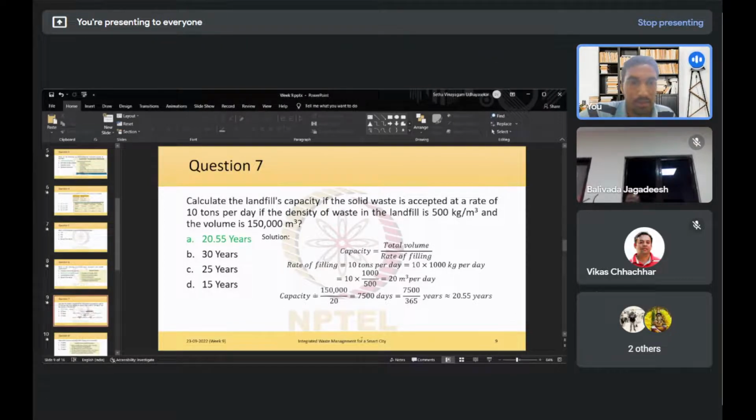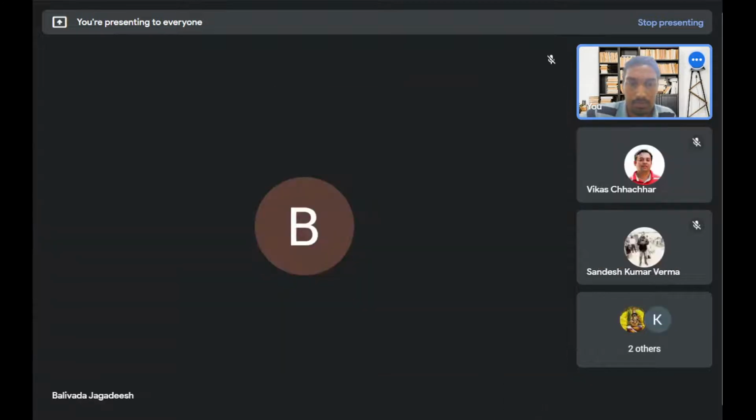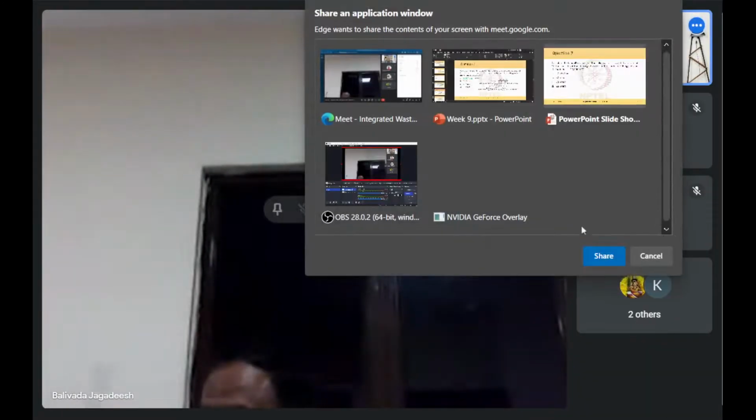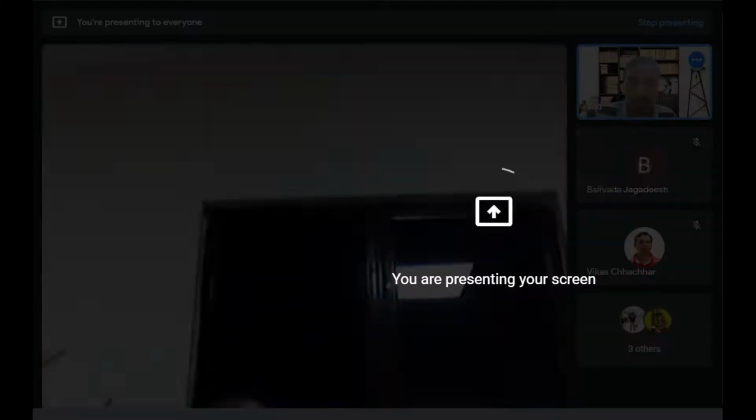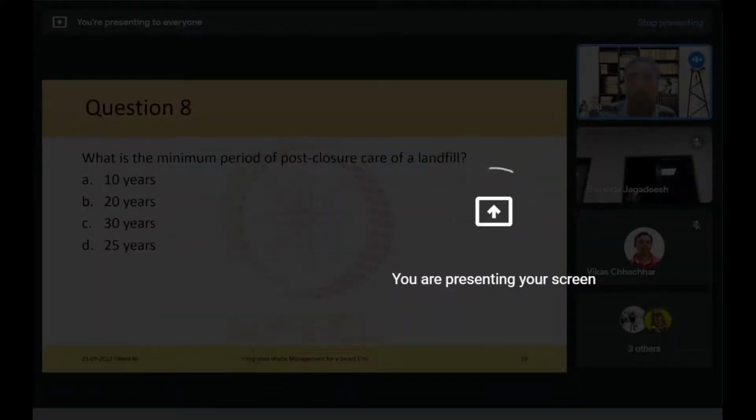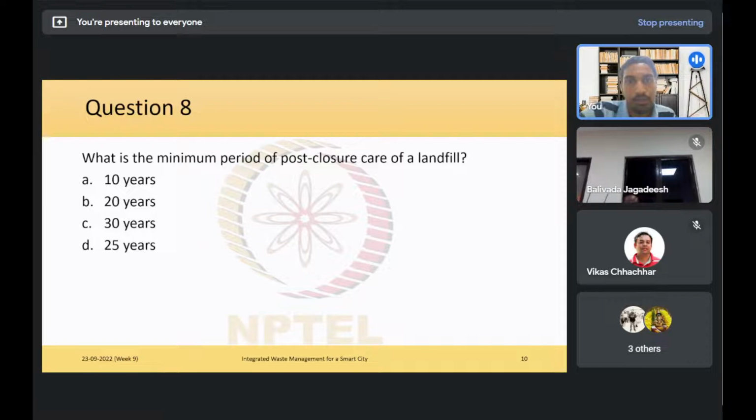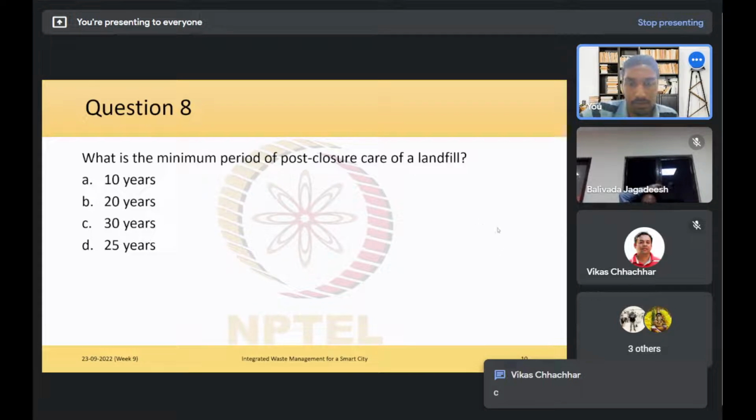Okay, then let's move on to question number 8. Question 8 is, what is the minimum period of the post closure care of a landfill? The options are 10 years, 20 years, 30 years, and 25 years. You can either answer in the chat or in the poll.